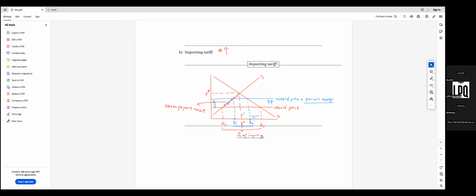So once again, the main reason we do trade restriction, either an importing tariff or an importing quota, is that you mainly want to fix the unemployment rate. You want to lower the unemployment rate, so domestic producers produce more, and they hire more. Any questions so far?